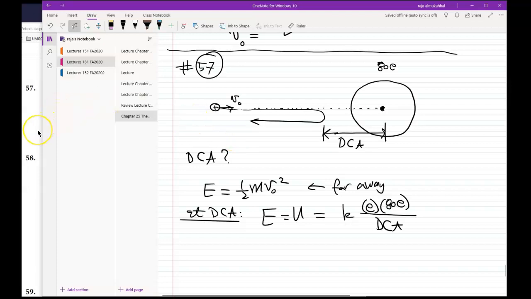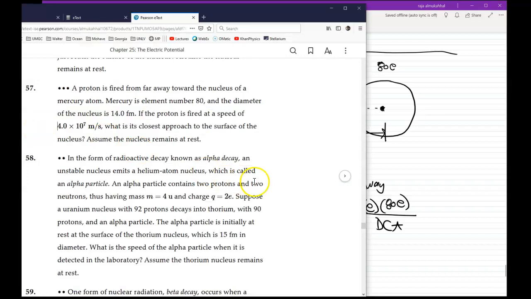Now, I think he's asking a different question. Let me read it again. I'm sorry. He said, if the proton is fired at this speed, what is the closest approach to the surface? So what we're doing now is just the DCA. That's okay. Basically, we want to subtract the radius. Anyway, let's continue on.